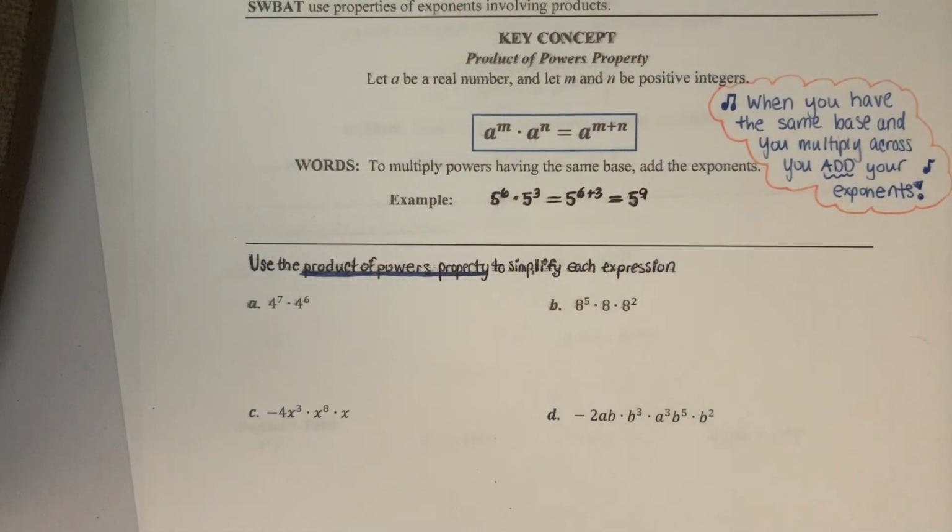All right, guys, so in this exponent unit, what we're going to learn is that all these exponents have different properties, all right? And we're going to start with the first property today. This property is called the product of powers property.